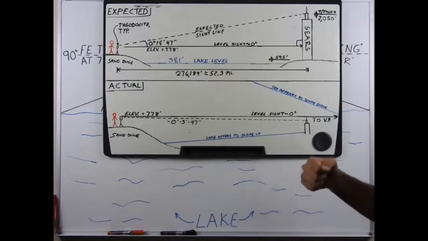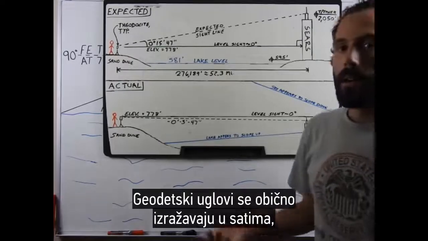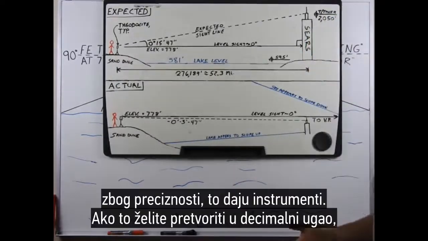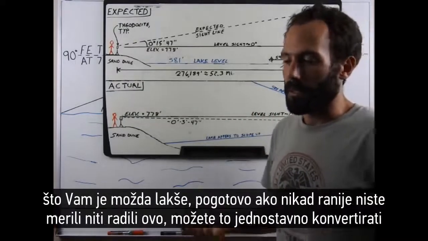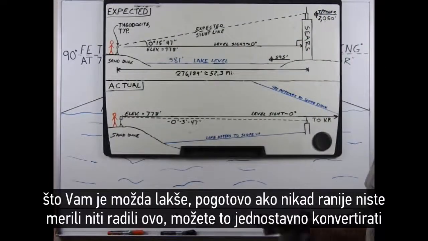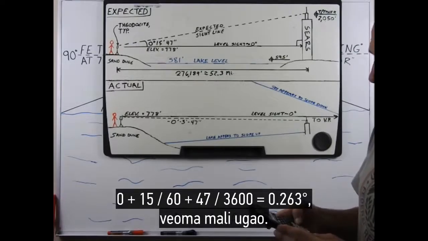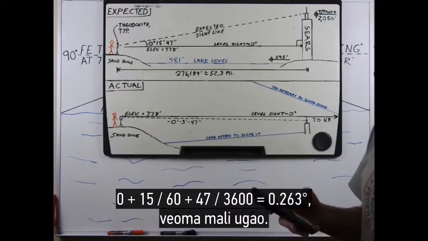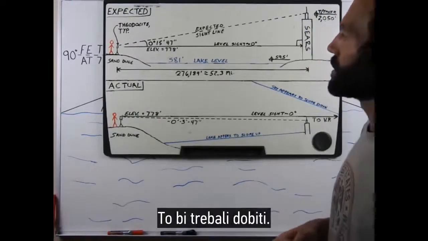In surveying, angles are typically given in degrees, minutes and seconds, and for precision, that's what the devices give. If you want to convert that into a decimal angle, something you may be more familiar with if you've never done any surveying, you can just say 0 plus 15 divided by 60 plus 47 divided by 3600. That gives you 0.263 degrees. Very small angle up. That's what you should expect to see.